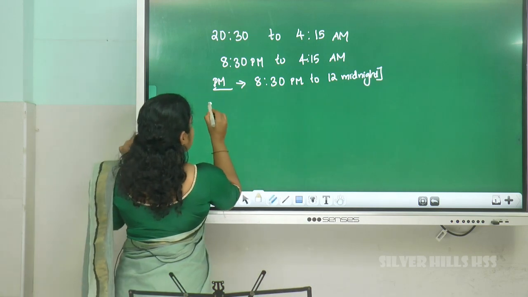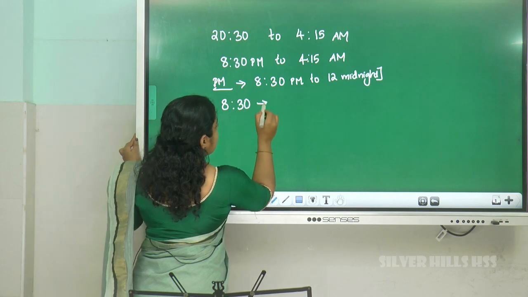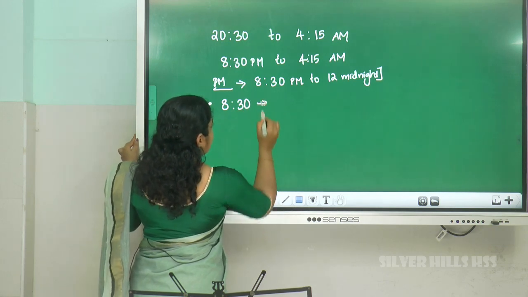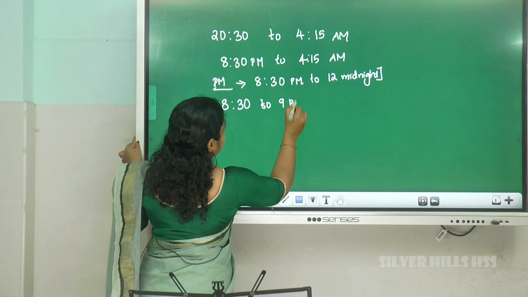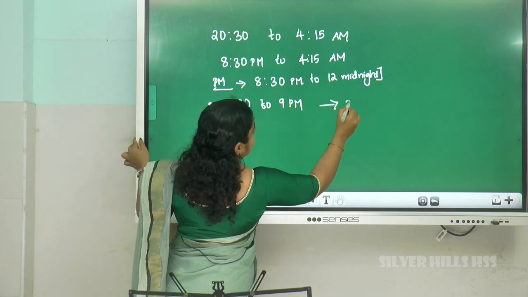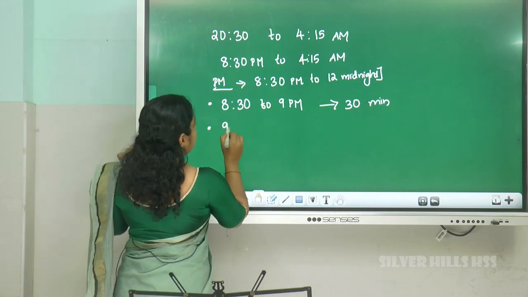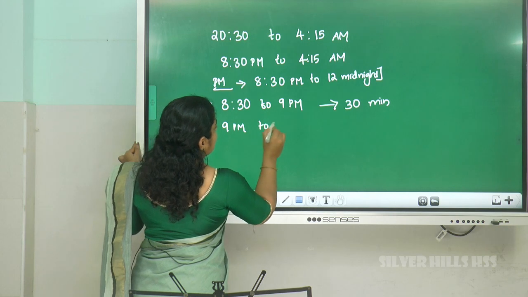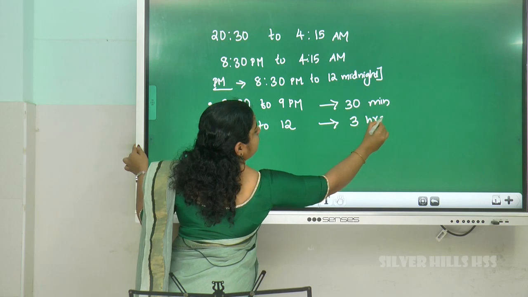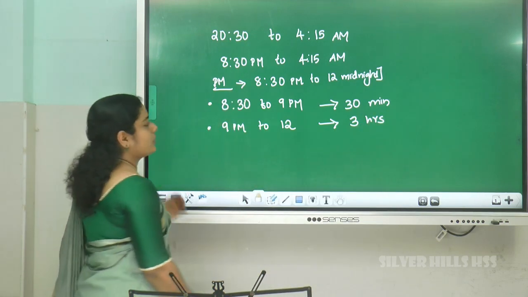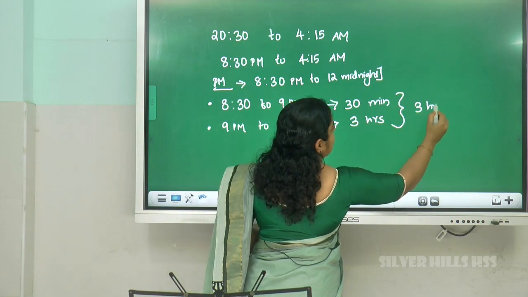So, the first step is to calculate the minutes from 8:30 to the next hour, 8:30 to 9 PM, and we know that it is 30 minutes. Then we will calculate the hours from 9 PM to 12 midnight, and it is 3 hours. Okay. So, the time in the PM part is 3 hours 30 minutes.